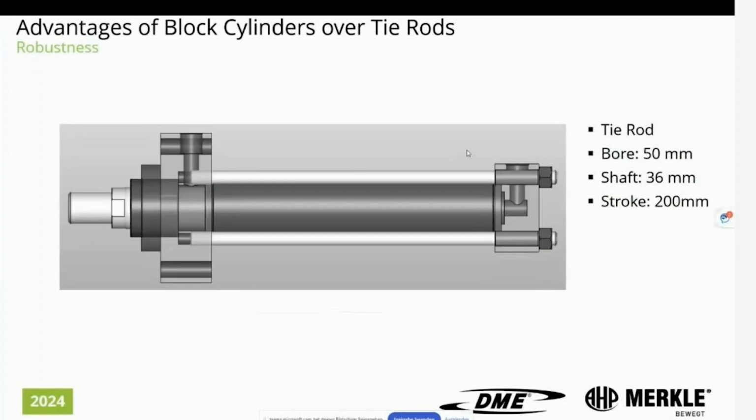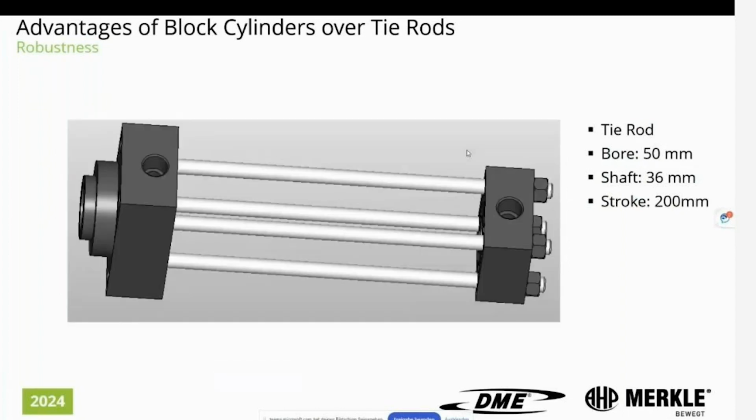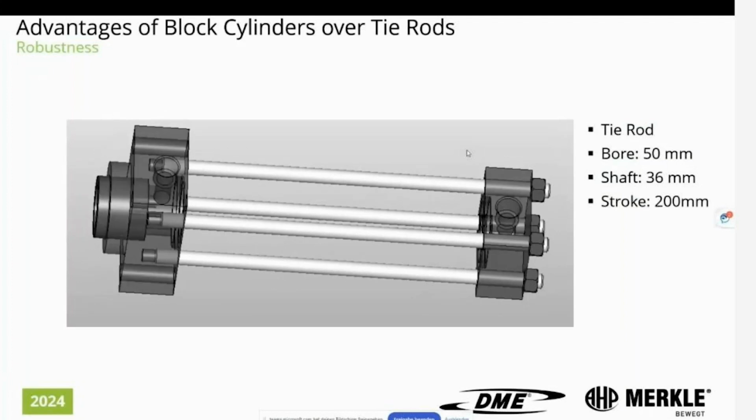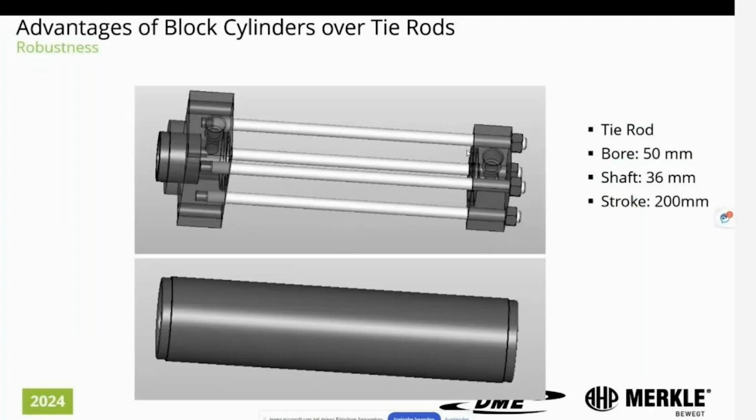What bonds the inner tube together with the front and rear cap is the tie rods. That is why it's called a tie rod cylinder. So this would be the structure of the tie rod cylinder, and how it is assembled with this inner tube that we can see here.